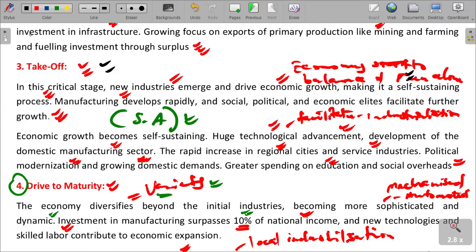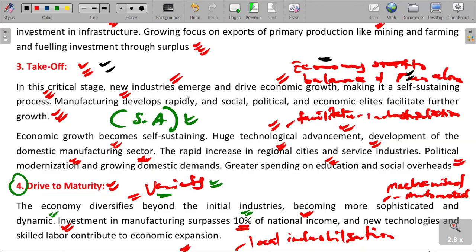So if we look at stage three, it is a critical stage in which new industries are emerging and drive economic growth. Economic growth is driven because the economy starts to balance, it starts to be self-reliant and run alone.